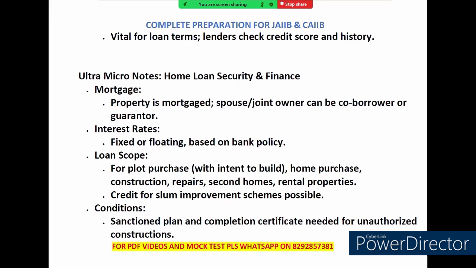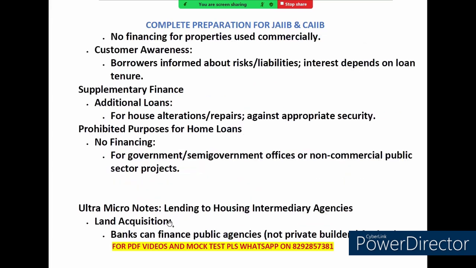Home loans cover a wide range of purposes. You can get a loan for buying a plot with the intention to build on it, purchasing a home, constructing a house, or even making repairs to your property. Some loans are also available for a second home or rental property. Now, if you are building or buying, you will need a sanction plan and completion certificate, right? Also, banks typically won't finance properties used for commercial purposes.